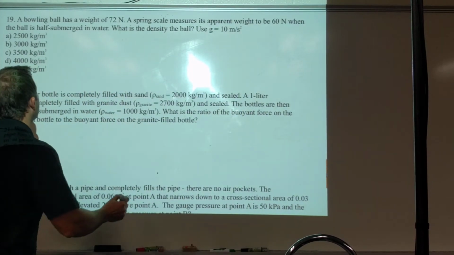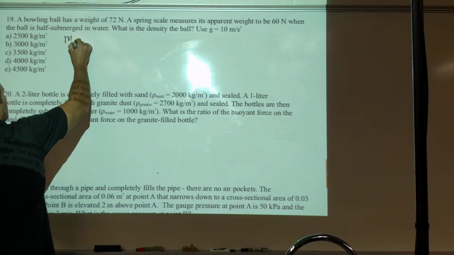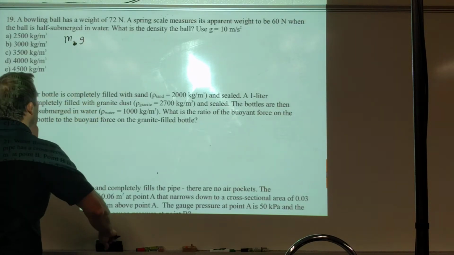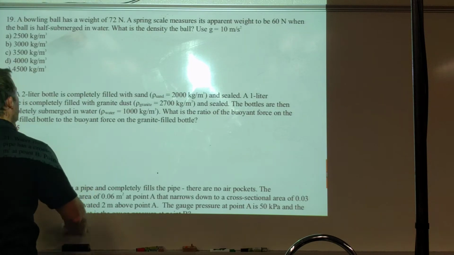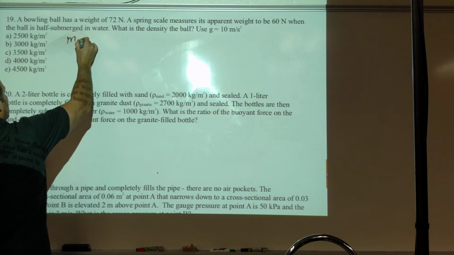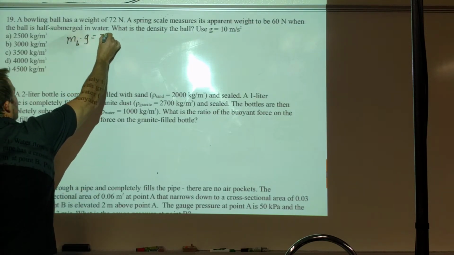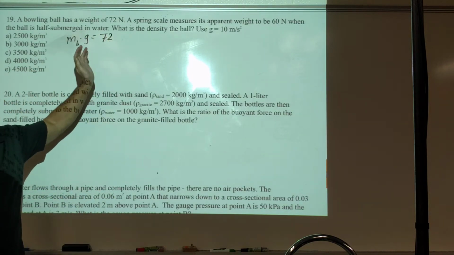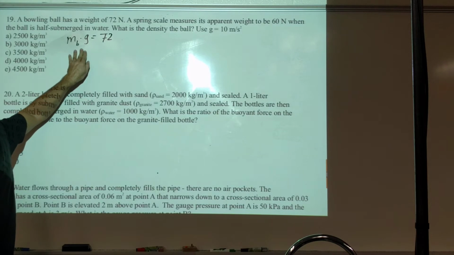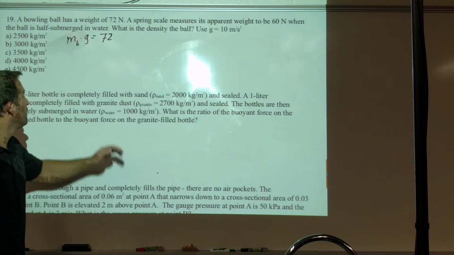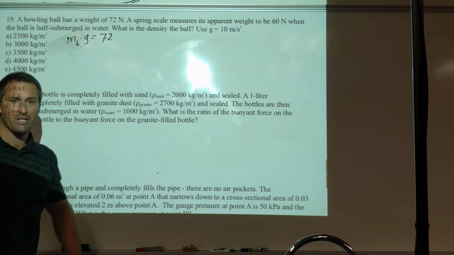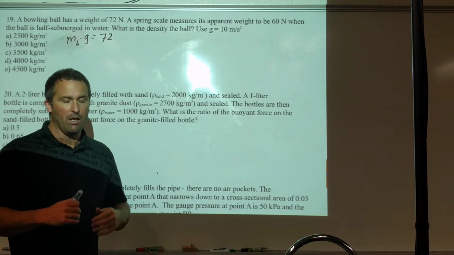So the weight of the ball, and so we'll continue always in standard units here. The weight of the ball, m times g, mass of the ball times g is 72 newtons. So that's some information. And there was a hint I gave you about fluids problems.